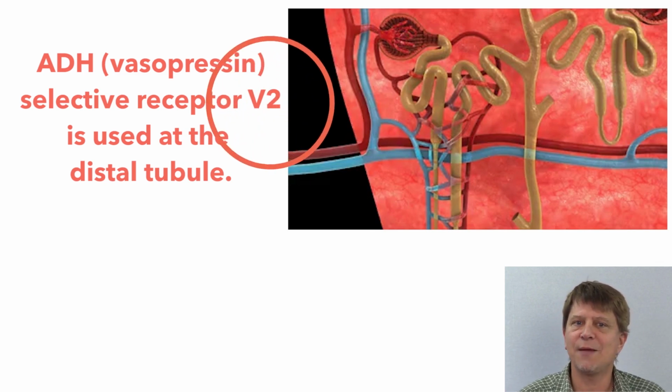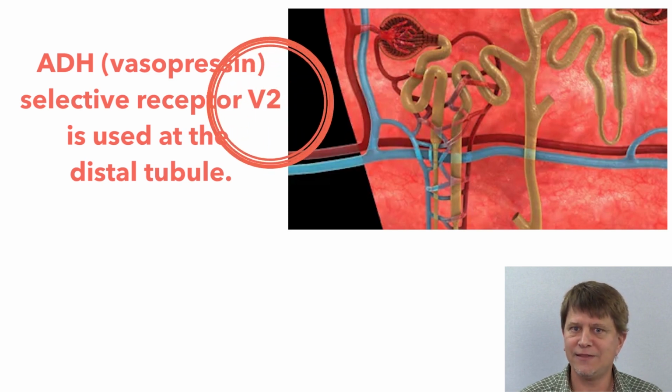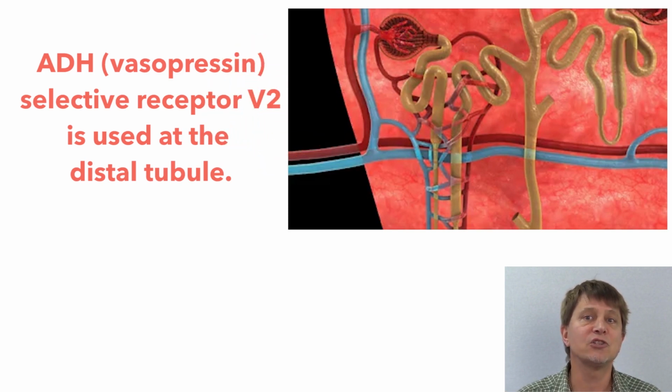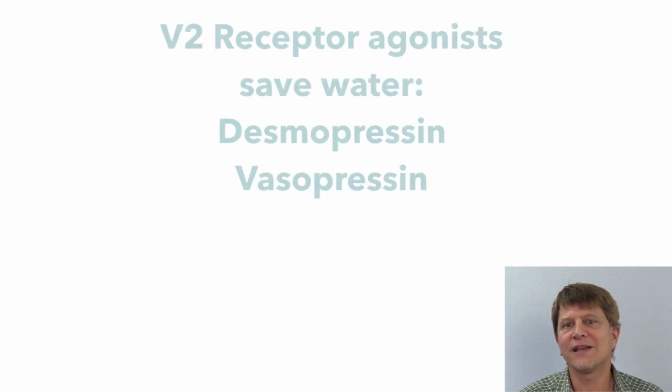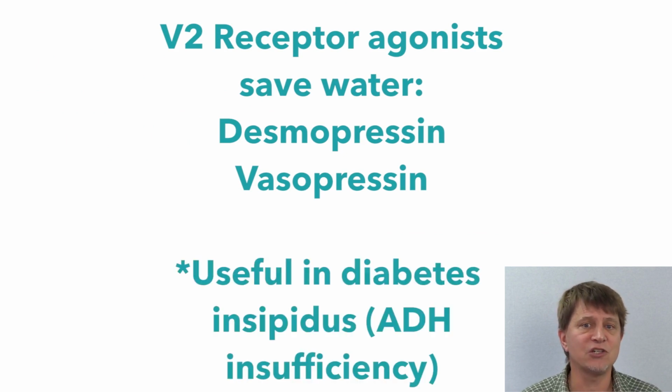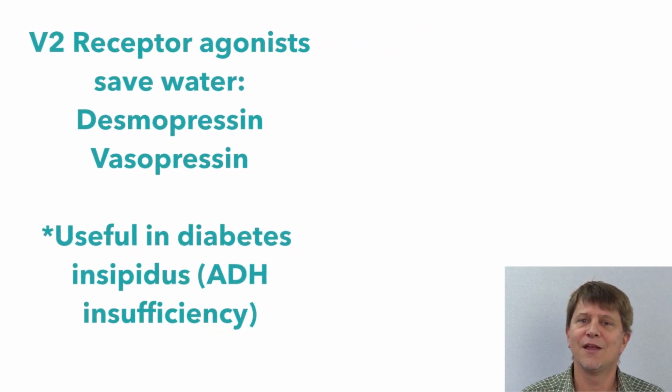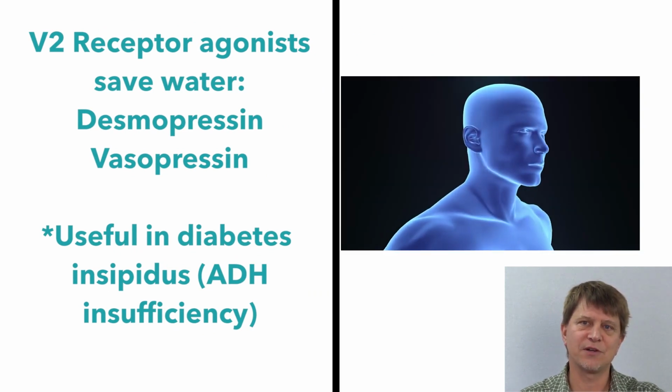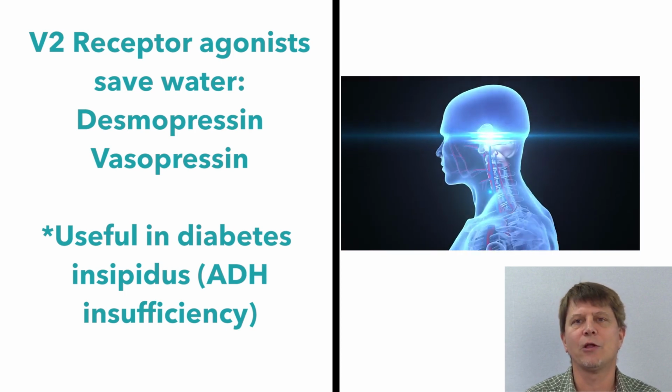The selective receptor on the nephron in the kidneys is called the V2 or vasopressin 2 receptor. Vasopressin and desmopressin affect that receptor. So vasopressin and desmopressin are great in times of ADH or antidiuretic hormone insufficiency. That disorder is called diabetes insipidus. With diabetes insipidus, if you don't have that medication, the person will die of dehydration because they're not saving enough water.